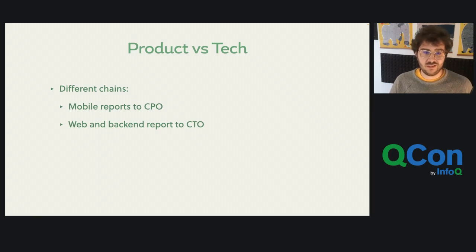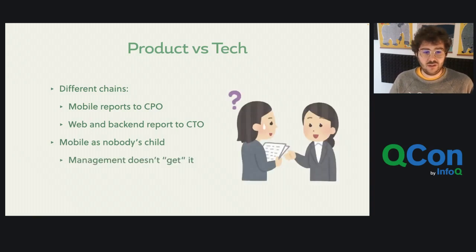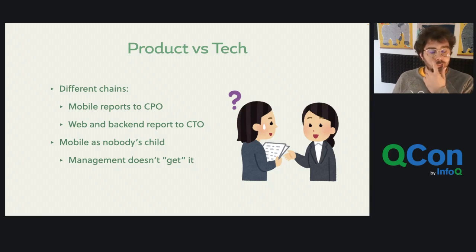What this means is that there's a concrete risk that mobile is going to be nobody's child, in a sense, because management doesn't get it, if you know what I mean. They're maybe excellent product people, but they don't understand technology in the same way a CTO would.